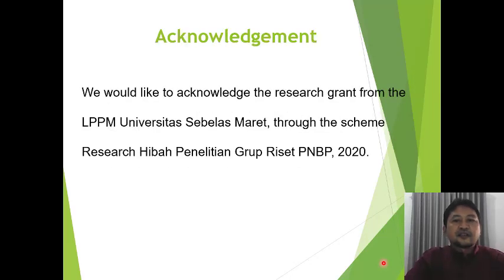And we acknowledge the research grant from LPPM Universitas Sebelas Maret through the scheme of research grant, research group PNPP 2020.